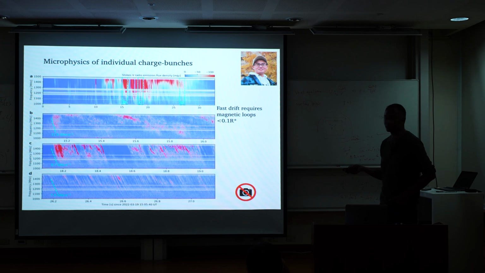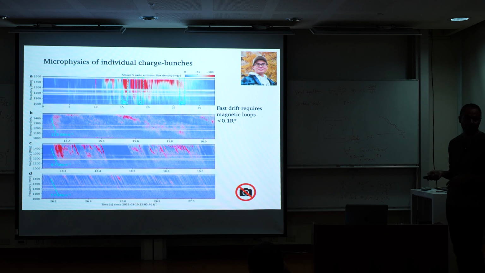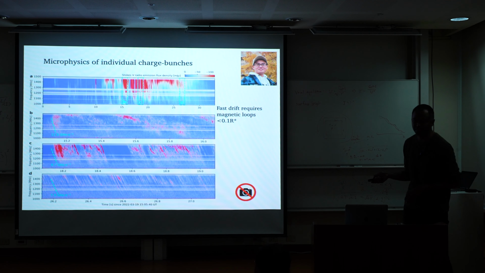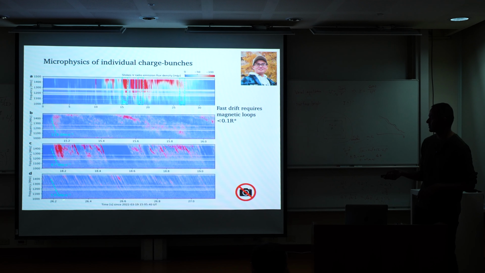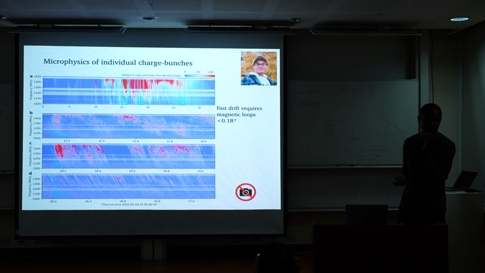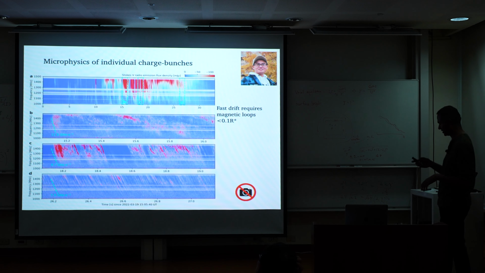Again, if you remember Jupiter's emission, which I showed you, the microstructure where you can follow individual charge bunches as they're moving in the magnetic field and sweeping in frequency, you see exactly the same kind of phenomenon on AD Leo. What you're seeing here is extremely fast drifts on millisecond scales. The drift rate is 7.5 gigahertz per second. These are individual charge bunches emitting cyclotron maser emission moving in the magnetic field, and as they move, they sweep in frequency because the cyclotron frequency is changing.